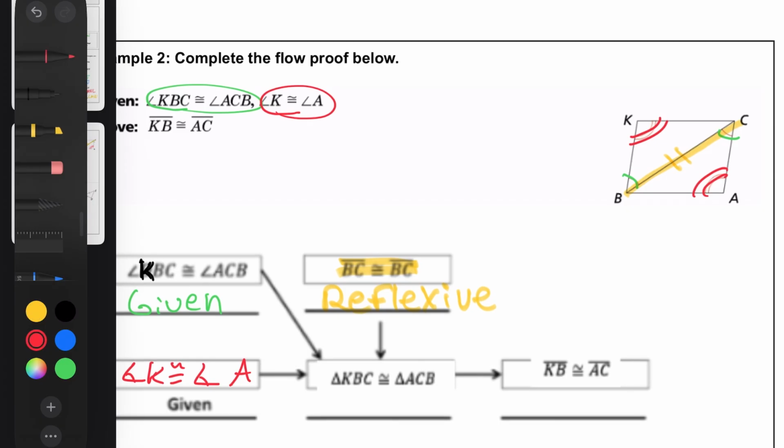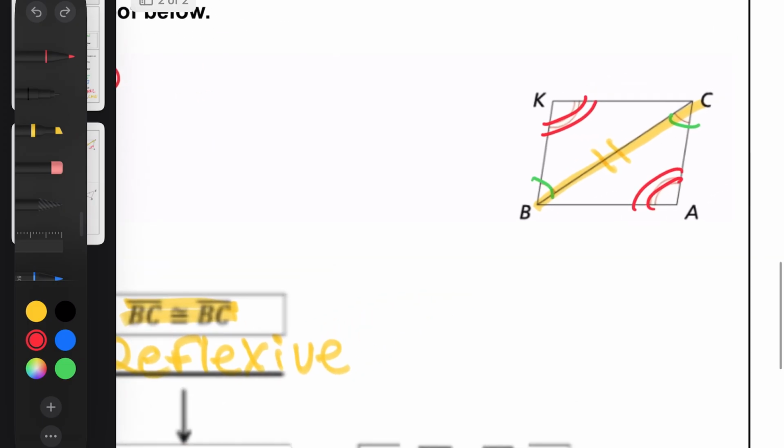Now, if we look at all of the markings that we have so far in our triangles, they're asking how could we prove those two triangles are congruent? So we can prove that triangle KBC is congruent to triangle ACB by angle, side congruency, because it goes angle, and then you have a side, okay?